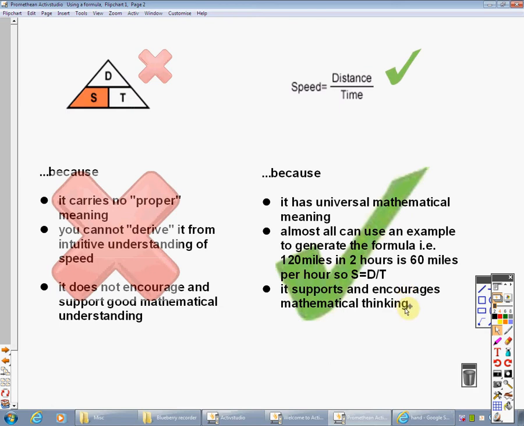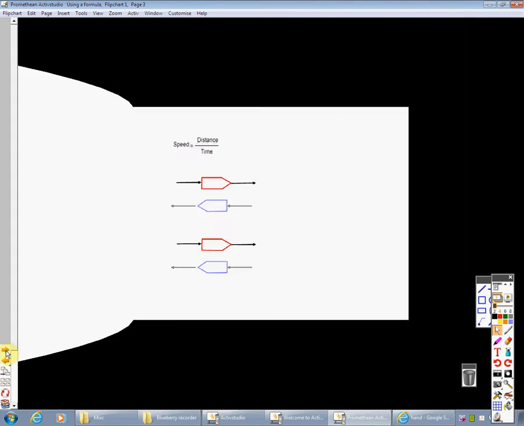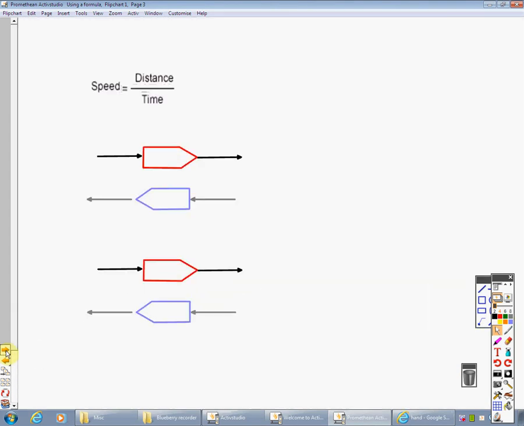We'll look at an example now. So I've got speed equals distance divided by time, and we can all work that out. Any idiot could work that out by doing the 120 miles in 2 hours is 60 miles an hour. So if we want to work out the distance, we divide it by the time, and it gives us the speed.